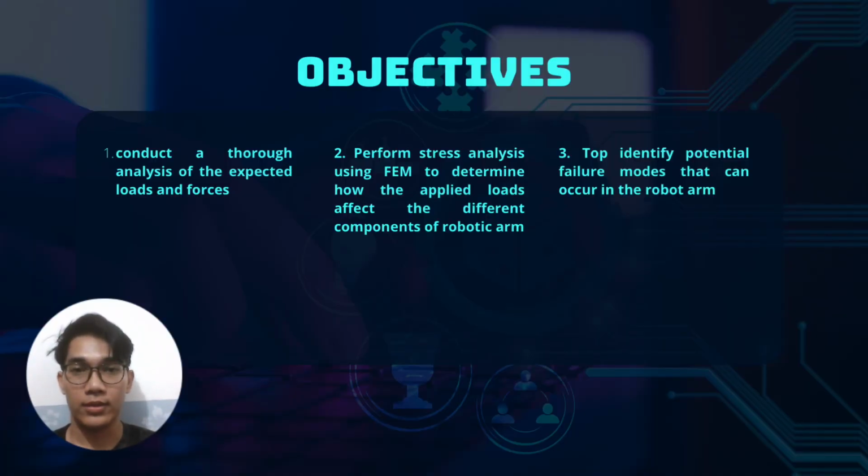My name is Wan Ahmad Zamil Hassan, metric number 1927703. I will continue this presentation by stating three main objectives of this project. The first objective is to conduct a true analysis of the expected loads and forces. Second one is to perform stress analysis using the FEM method to determine how the applied loads affect the different components of the robotic arm. The third objective is to identify potential failure modes that can occur in the robot arm.